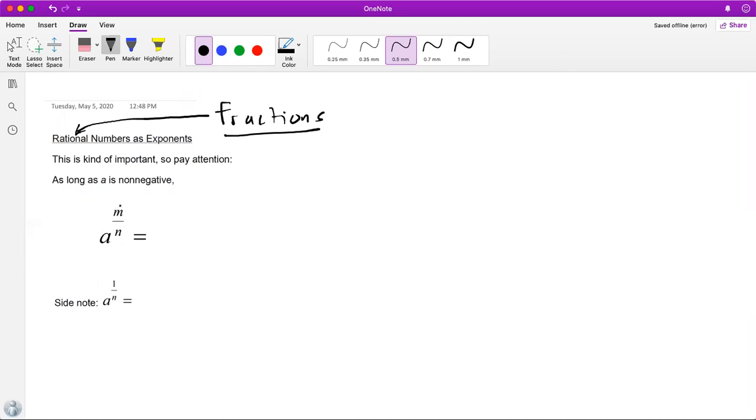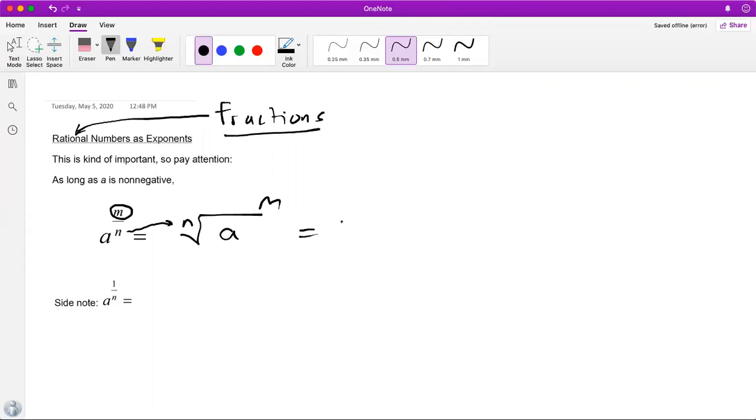If I have a to the m over n, a fraction like this, then you want to write a radical, and you put this thing as the radicand, it goes inside. This number, the denominator, is the index of the radical, and the numerator here becomes the power that you raise the fraction to. So again, the denominator of the fraction exponent is the index of the radical. The numerator of the fraction becomes the power you raise it to.